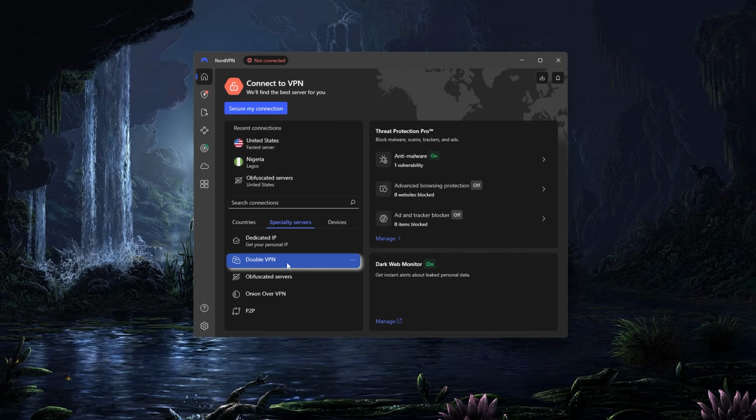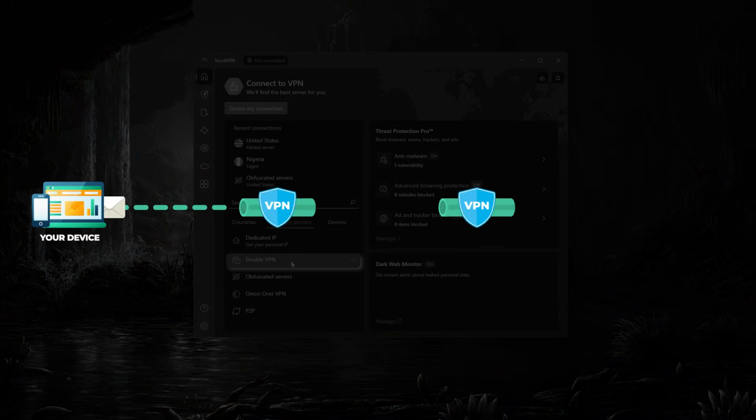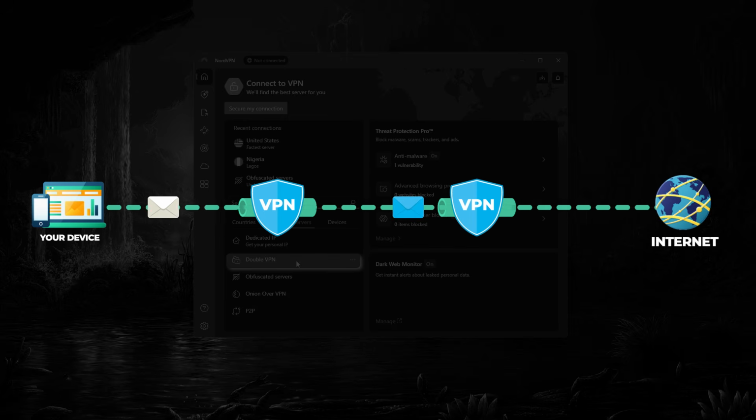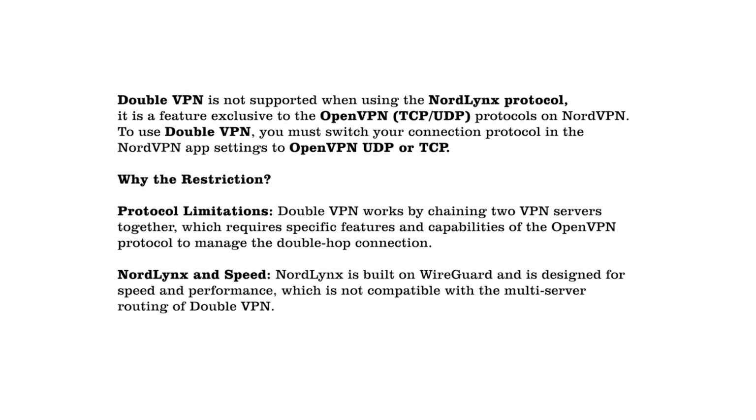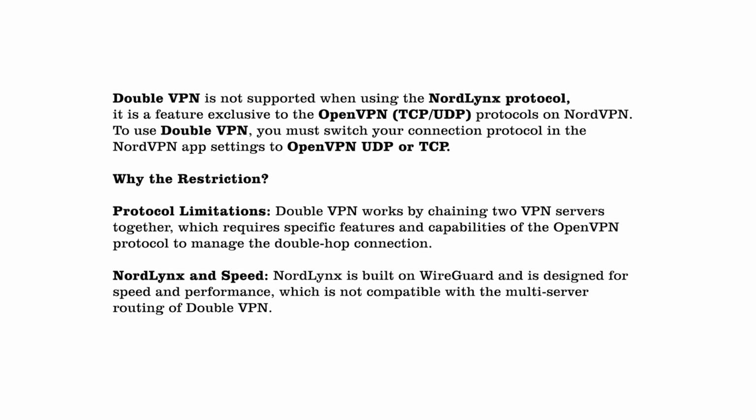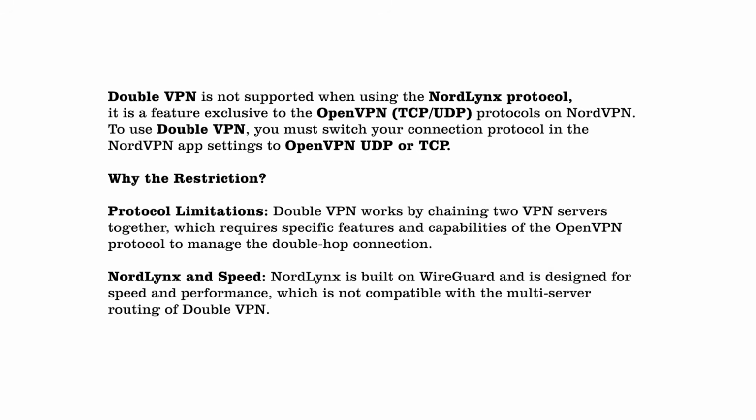You'll also find double VPN servers, which pass your connection through two different VPN locations. That adds a second layer of encryption and is mainly useful for people who want maximum privacy. Just keep in mind, this option is only available when using OpenVPN, and it's not supported on NordLynx.